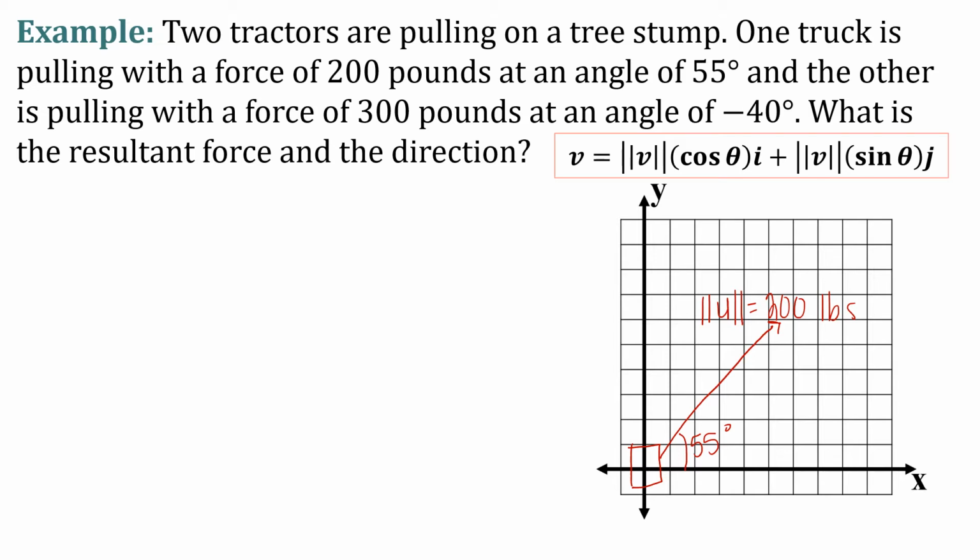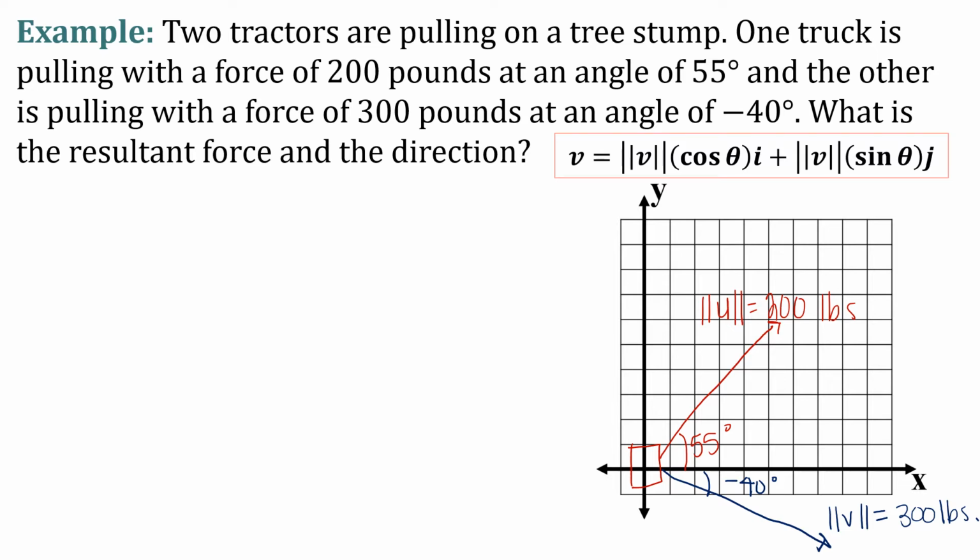Okay. Now the other tractor is moving in, it's pulling at an angle of negative 40. So we know it's below the x-axis. It's pulling down. So this angle here is negative 40 degrees. Let's call this vector V, and the magnitude of this vector is 300 pounds.